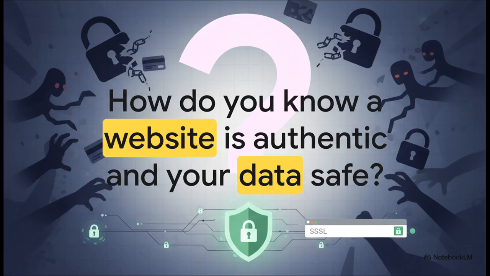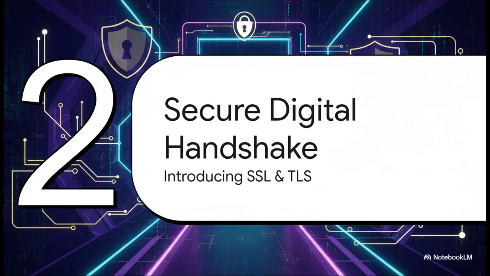Solving this exact problem led to one of the most important inventions in internet security. And the answer to that trust problem is a protocol. It's a set of rules designed to create a secure, private, and authenticated conversation between two computers. It started out as SSL, which stands for Secure Sockets Layer, but it's since grown up and evolved into its much more modern and secure big brother, TLS, or Transport Layer Security.